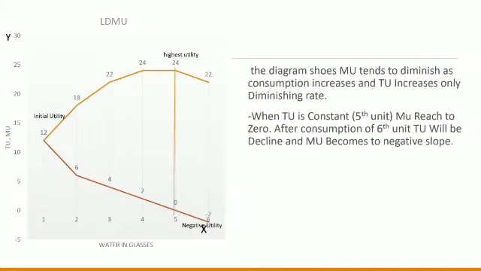In this diagram, we discuss the highest utility, 24. When the total utility is at its highest, 24, marginal utility is 0, and when total utility is 22, marginal utility becomes -2. The total utility curve increases up to 24, then it declines. Marginal utility declines from the beginning, reaches its minimum, and later becomes negative.